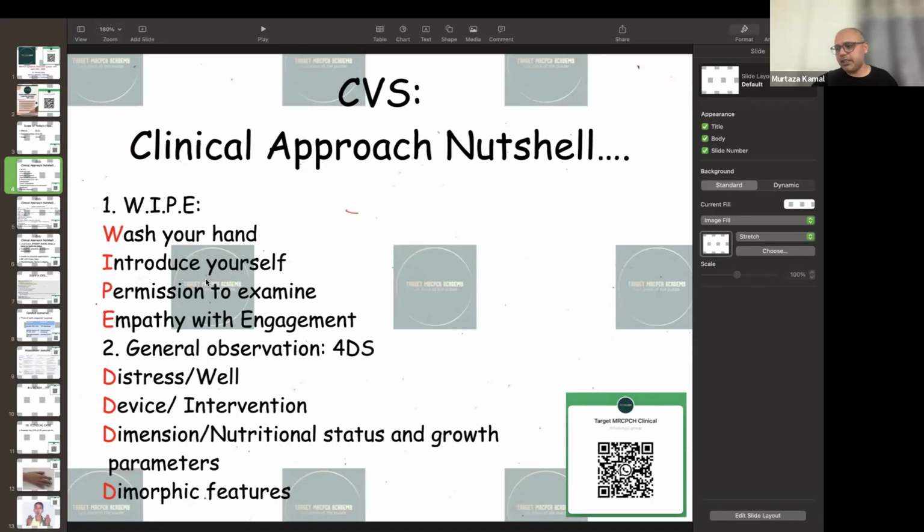So the second part, then Dr. Tanushri moved on. She covered all the 4Ds. There was no distress, no devices, dimensions she asked for, and dysmorphic faces.